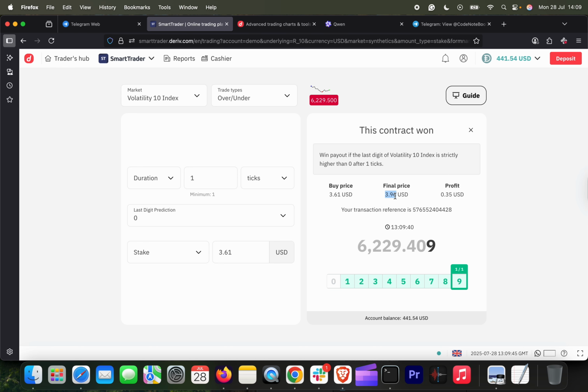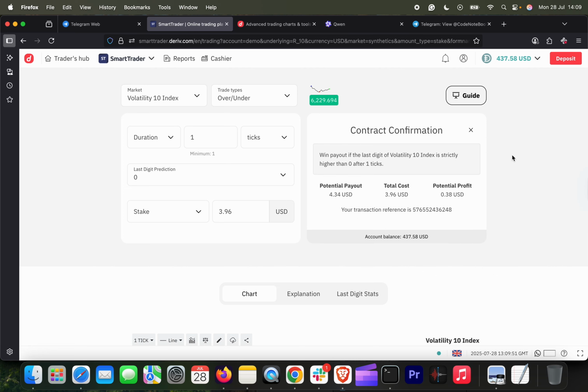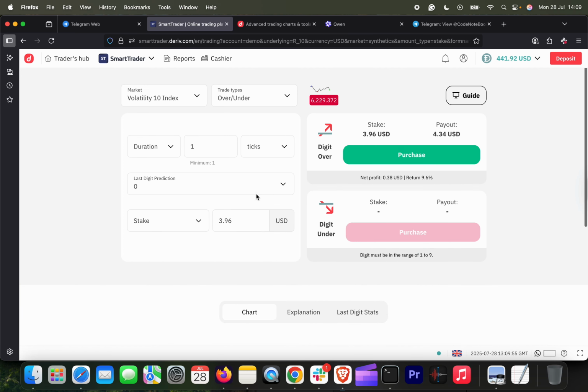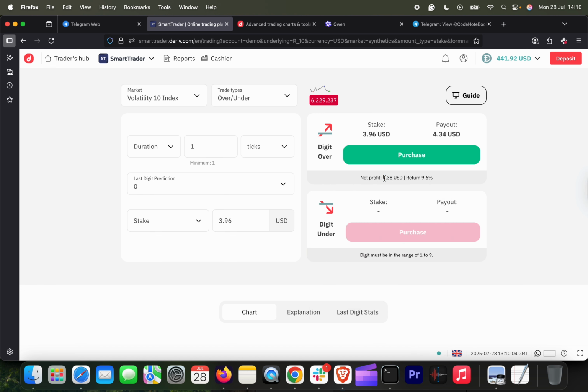So as we are winning, we increase. If I continue to win like this, once the accumulation of the staking amount gets to $5, that is when I will return to the beginning, which was 2.5. So that's the secret of this. The accumulation is 4.34.